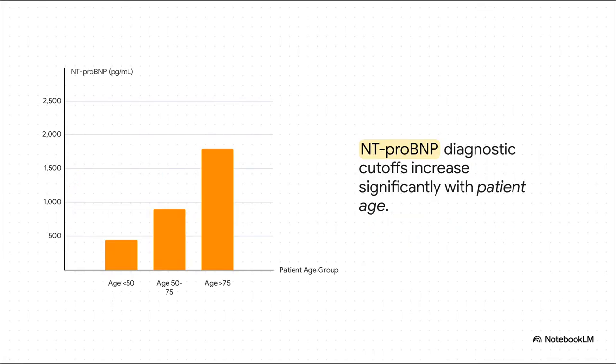Now, the other marker, NT-proBNP, is what we often use to rule the diagnosis in. But here's the catch. You have to adjust for age. Look at how those cutoff numbers climb. A value of 500 might be really concerning in a 45-year-old, but pretty unremarkable in an 80-year-old. You've got to remember to make that age adjustment.